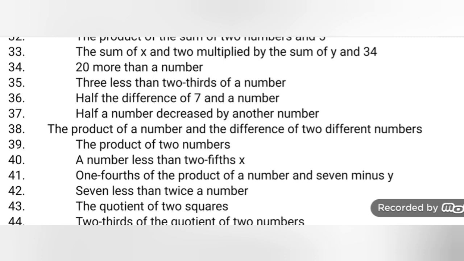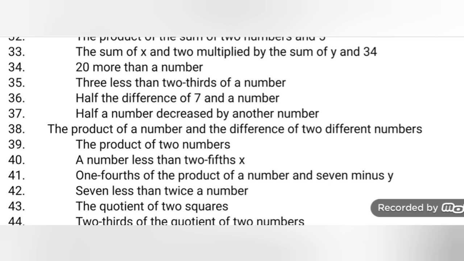The product of the number and the difference of two different numbers. It says here, the product of a number and the difference of two numbers. A number is x there, and then difference of two different numbers is like a minus b. And then the product of a number, so that's x, x, open parenthesis, a minus b, close parenthesis. Ganun siya. Yung sagot dyan. The product of two numbers, so that's x, y only.